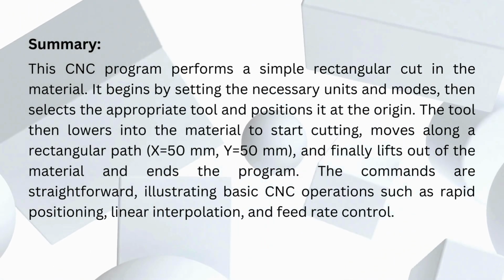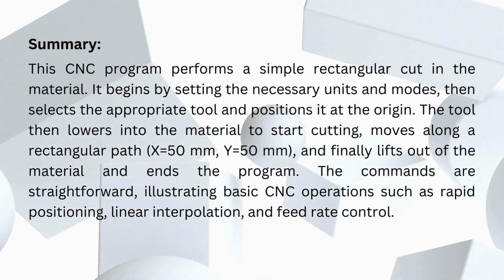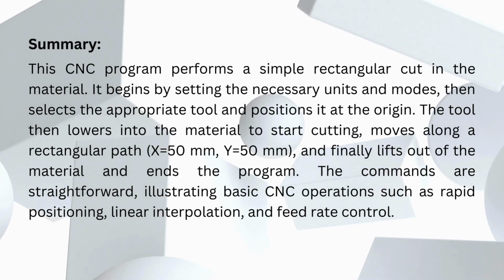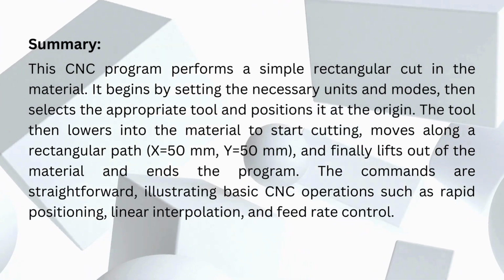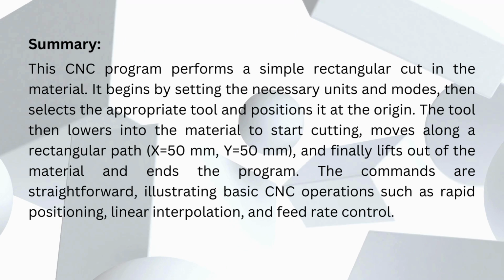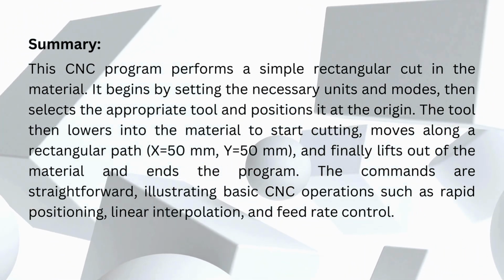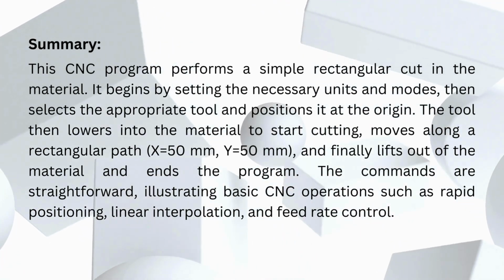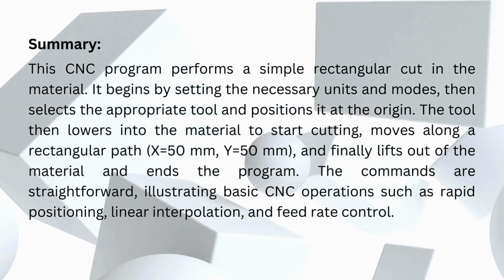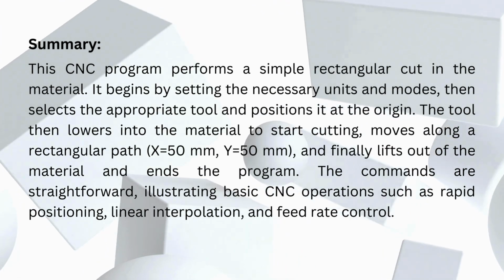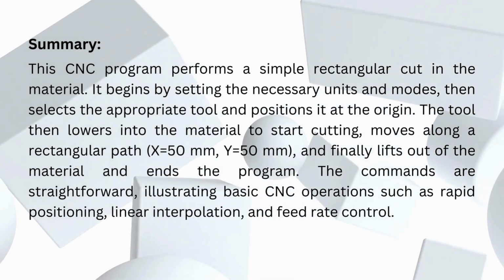Summary. This CNC program performs a simple rectangular cut in the material. It begins by setting the necessary units and modes, then selects the appropriate tool and positions it at the origin. The tool then lowers into the material to start cutting, moves along a rectangular path, X equals 50 mm, Y equals 50 mm, and finally lifts out of the material and ends the program. The commands are straightforward, illustrating basic CNC operations such as rapid positioning, linear interpolation, and feed rate control.